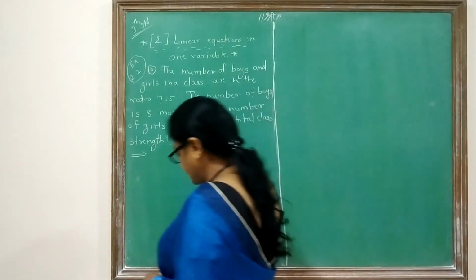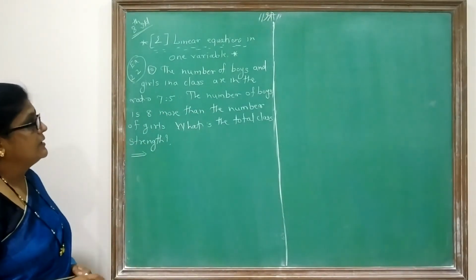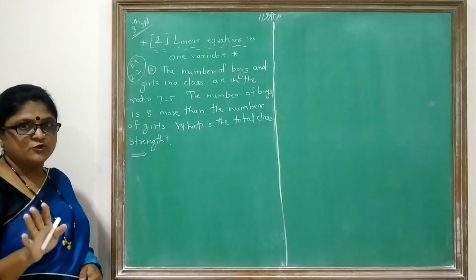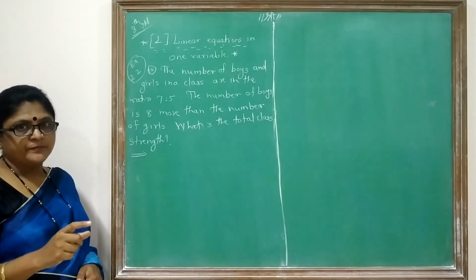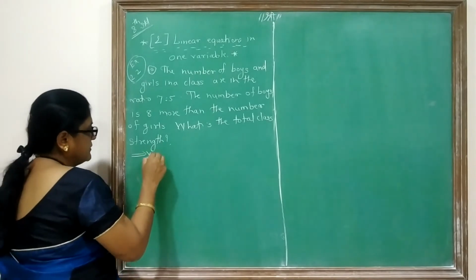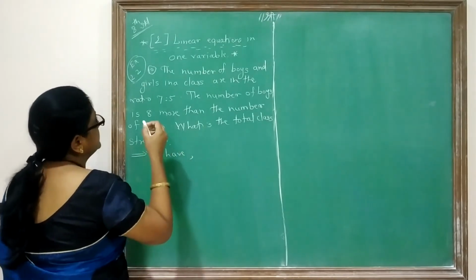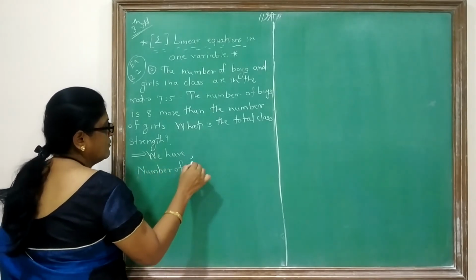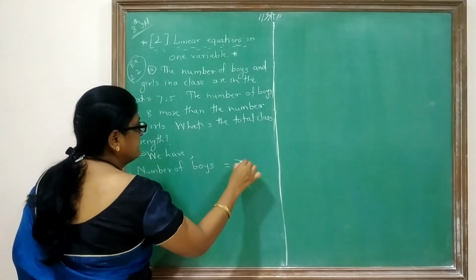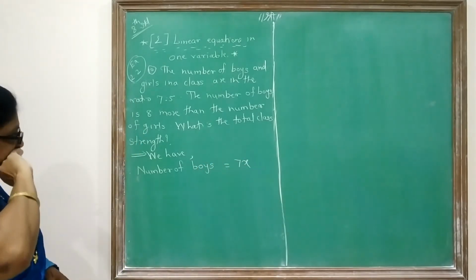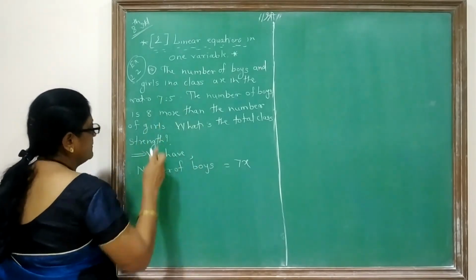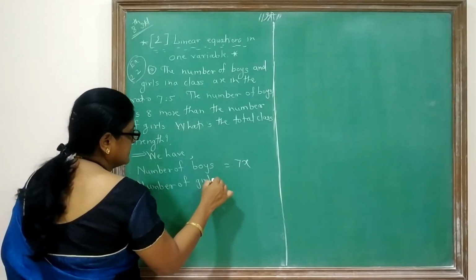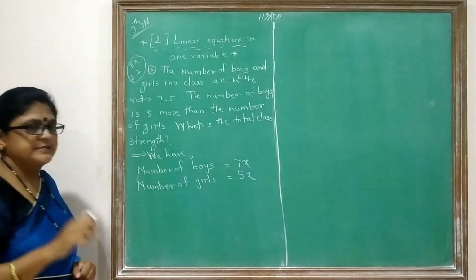Then see the question carefully. The number of boys and girls in a class are in the ratio 7:5. Means here boys and girls are present. Then you will write your first sentence, we have the number of boys equal to what? 7x, because the 7:5 ratio is taken here. Then number of boys is 7x and number of girls is 5x. This is your first sentence.